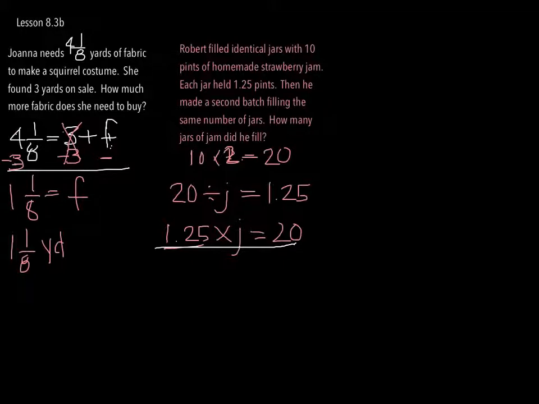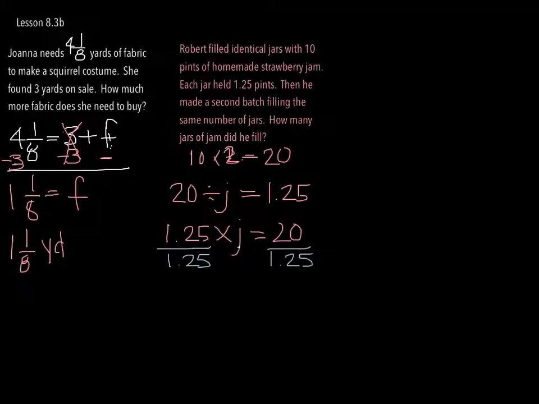So I don't want that line here. I need to get rid of this line because that's just going to mess us up. I don't want to mess us up. Okay, what's the opposite of times? Well, I can divide by 1.25. Whatever I do on one side of the equal sign, I'm going to do on the other.